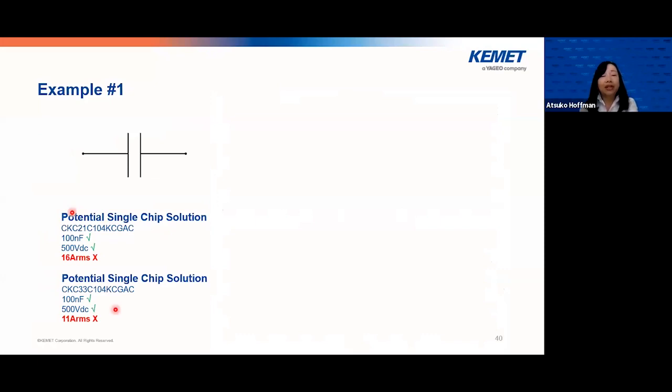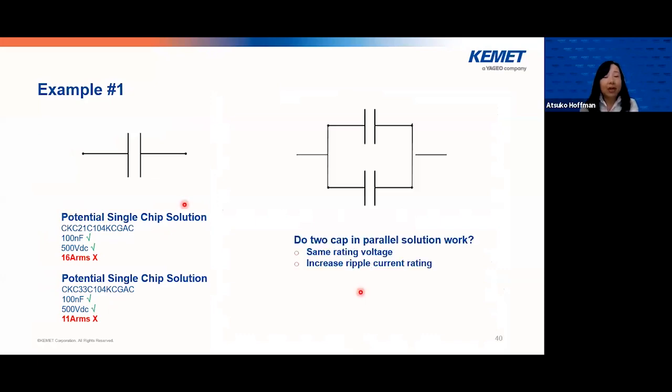So what can you do? What about if you put two capacitors in parallel like this? So you maintain the same rating voltage, but you can increase the ripple current rating in that way.